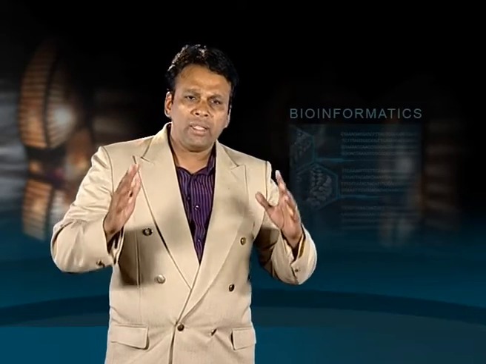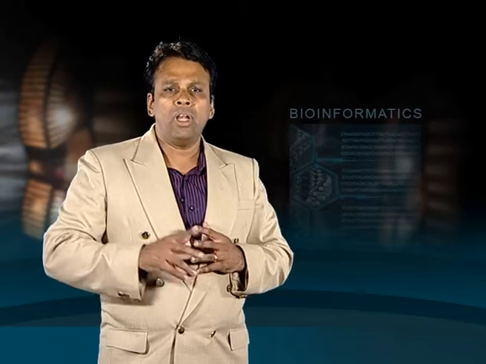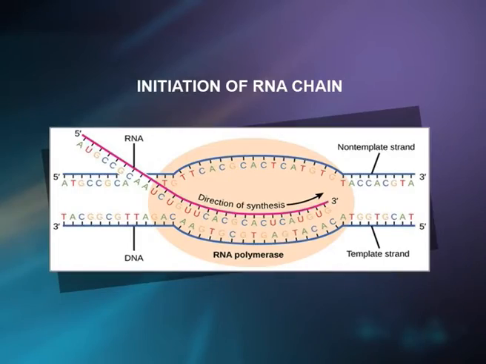After unwinding the DNA double helix, only one of the 2 strands is copied. This is achieved by incorporation of nucleotides initially without movement of RNA polymerase enzyme, leading to the formation of RNA chain up to 9 bases in length.